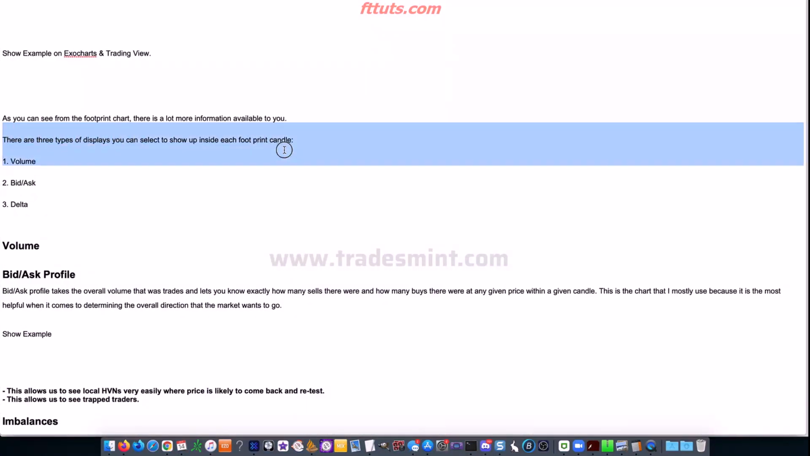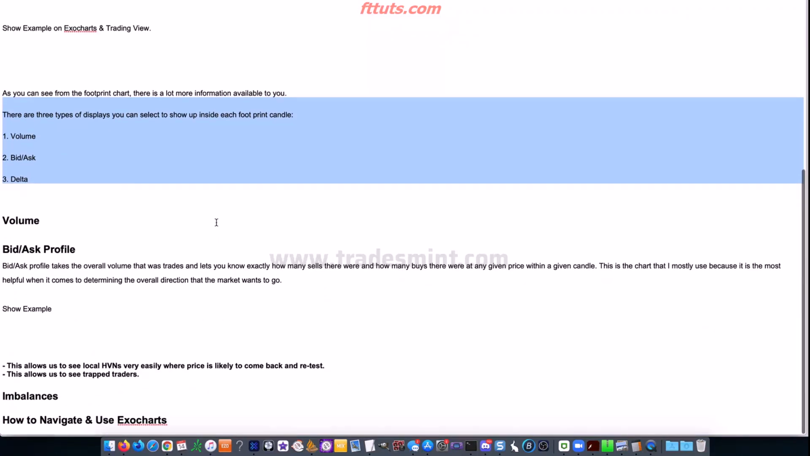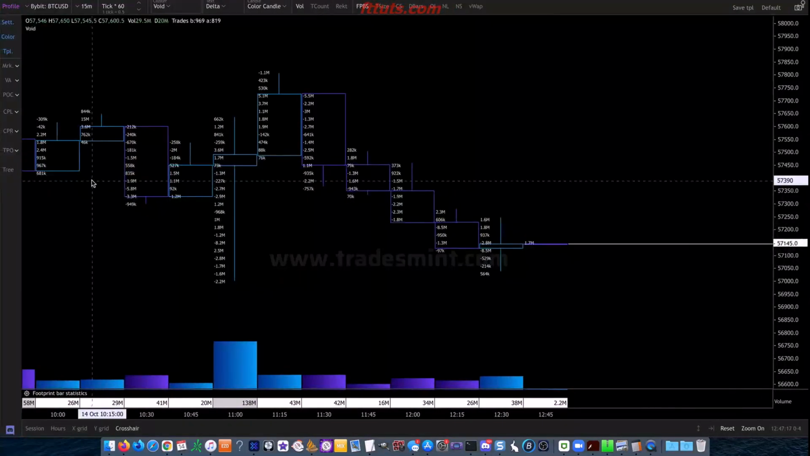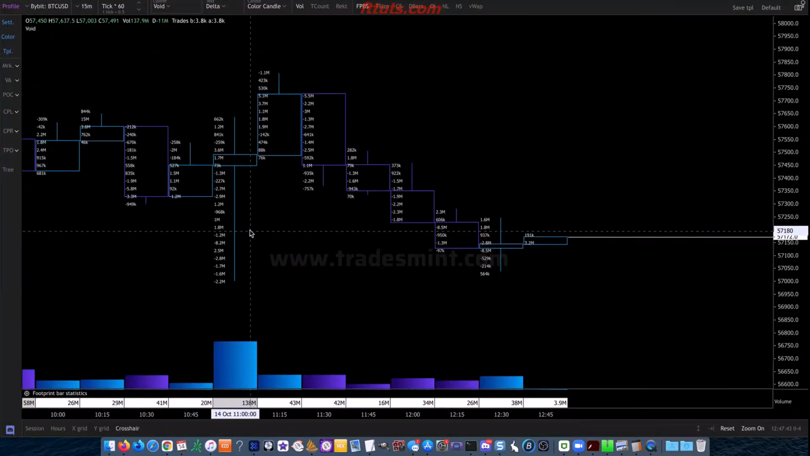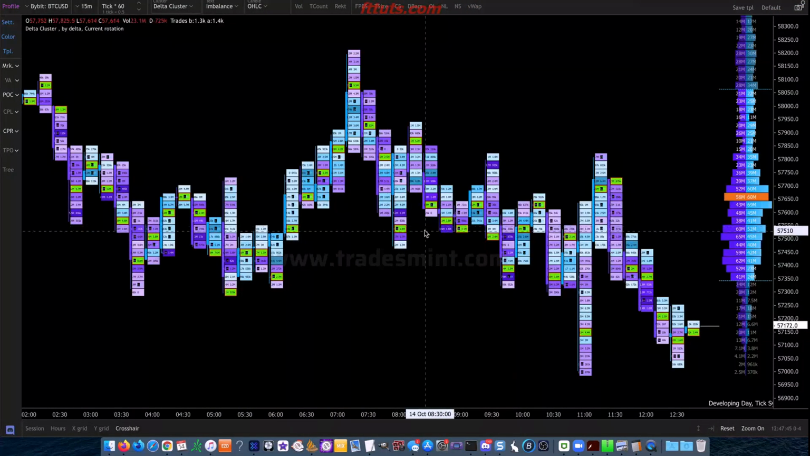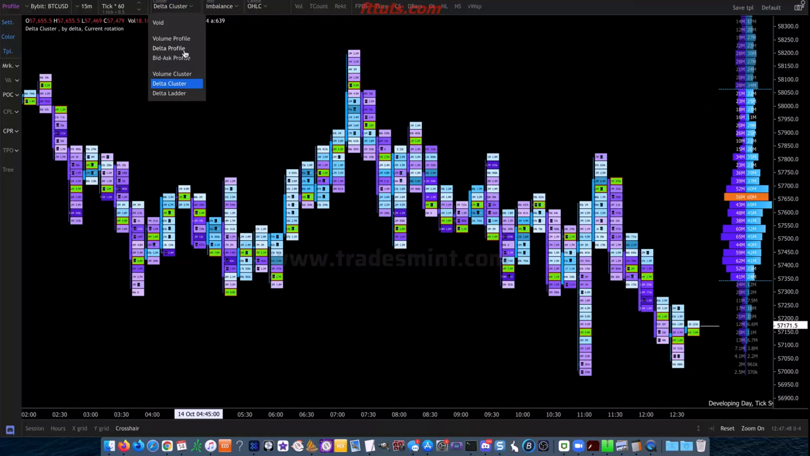So those are the three types of information that you can show inside a footprint chart. We have our volume, which is the total number of transactions. We have our bid-ask profile, which lets you know exactly how many sells and exactly how many buys there were at any given price within a candle. The bid-ask profile is what I use the most because it's the most helpful, in my opinion, when it comes to determining where the market wants to go. I want to talk a little more about the bid-ask profile and put on another chart that I have here.